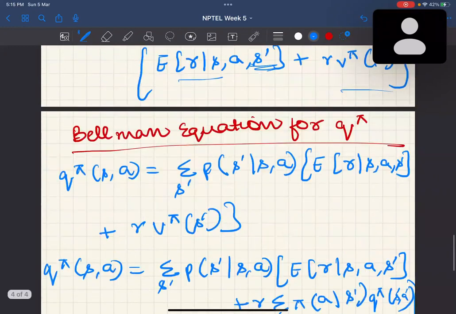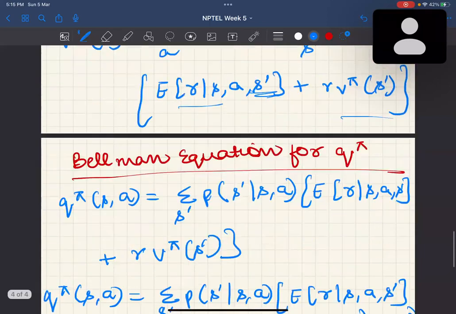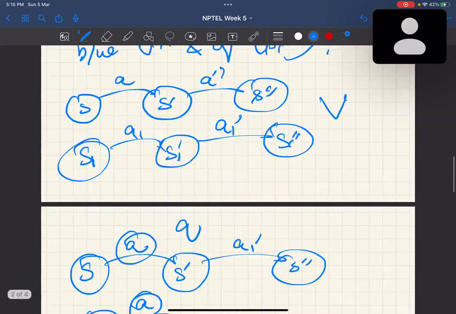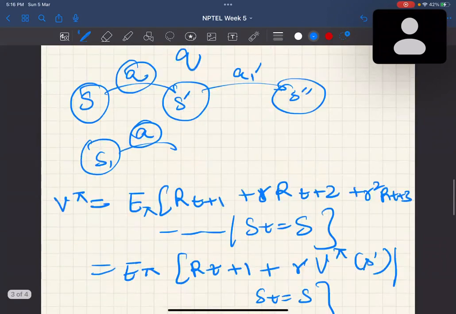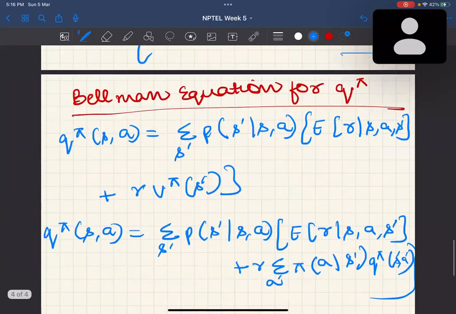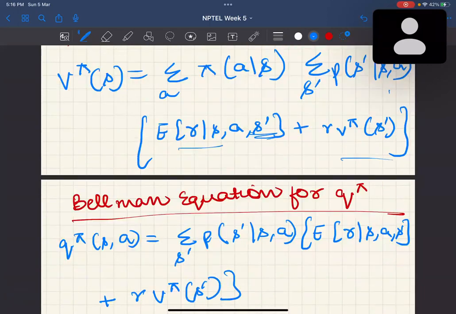Now, what is the first equation? We have studied Q pi is equal to the expectation of G t given S t and A t. If we compare, this is the same equation I have written, except I haven't written the policy here. Any idea why?